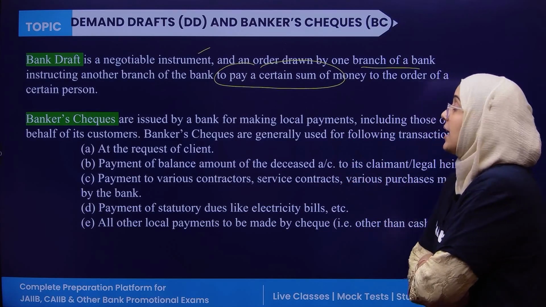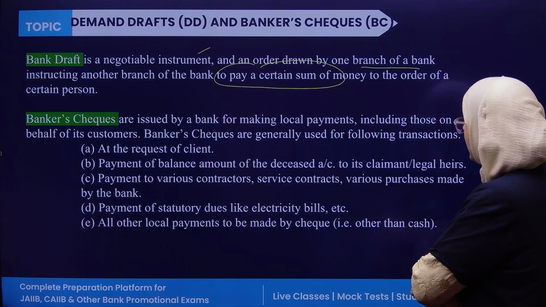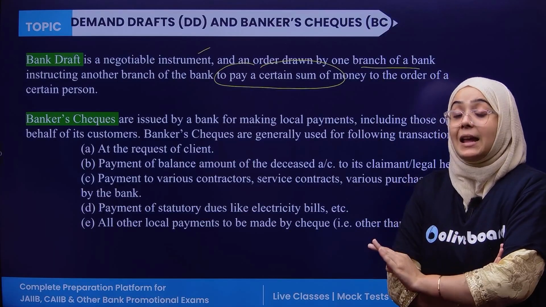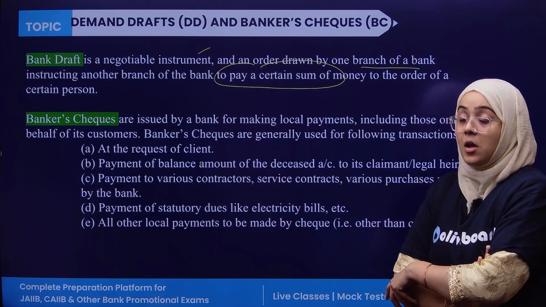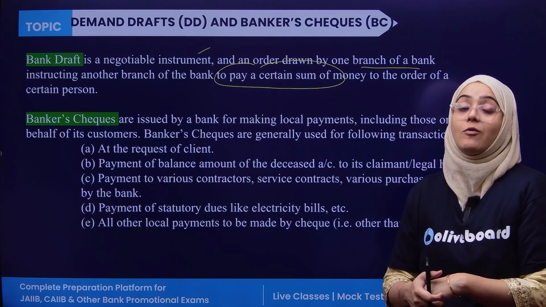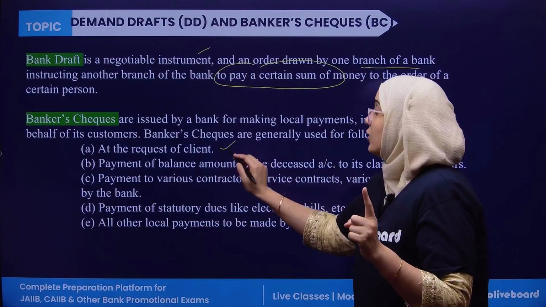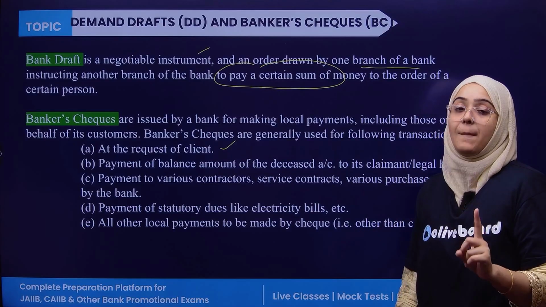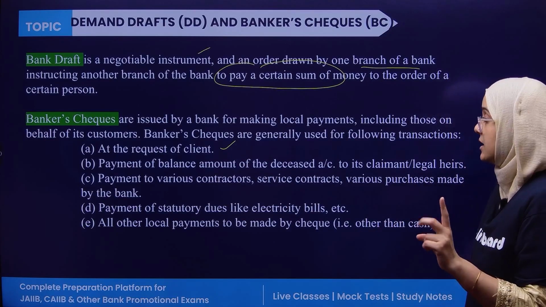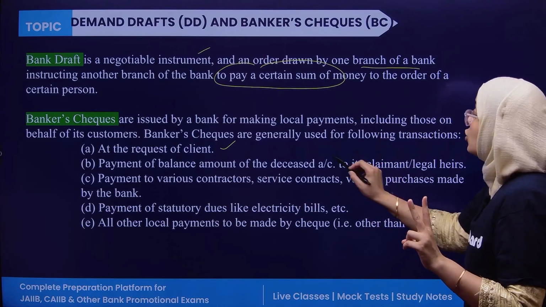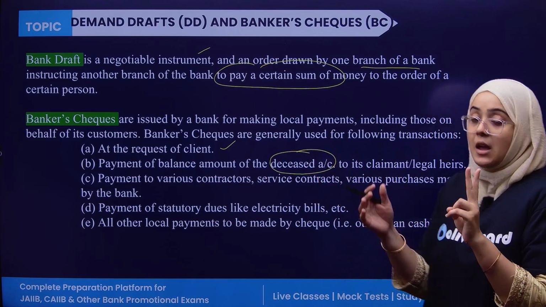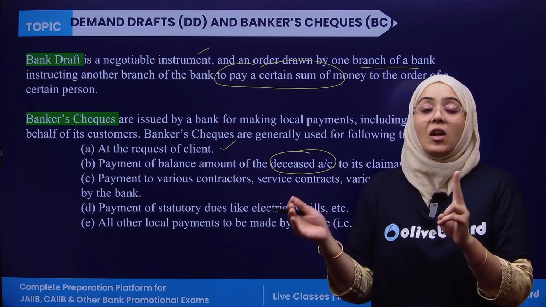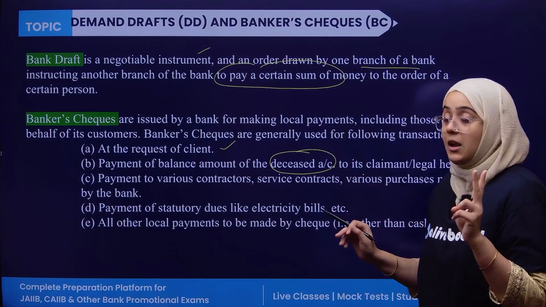Banker's checks are issued for making local payments, including those on behalf of the customer. So banker's checks are for what? For making local payments on behalf of the customer. Now banker's checks are generally used for the following transactions. First, at the request of the client: if the client is requesting to make some payment, a banker's check can be issued by the bank for disbursing that payment. Next, payment of the balance of a deceased person's account. It means that if a person is no more, and the payment has to be transferred to their legal heir, then a banker's check can be utilized.